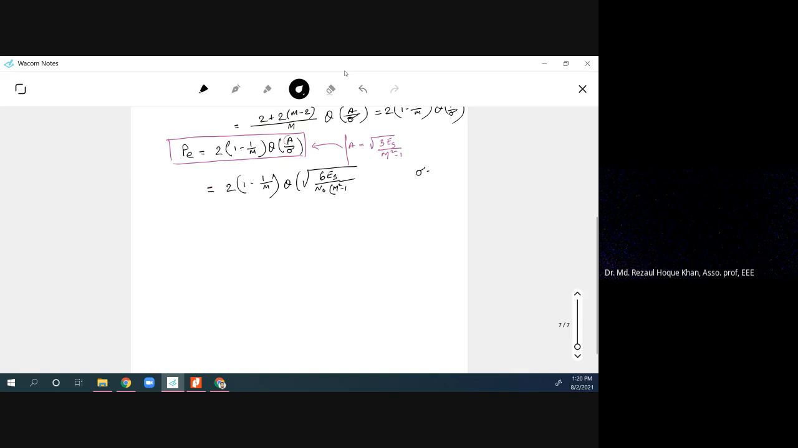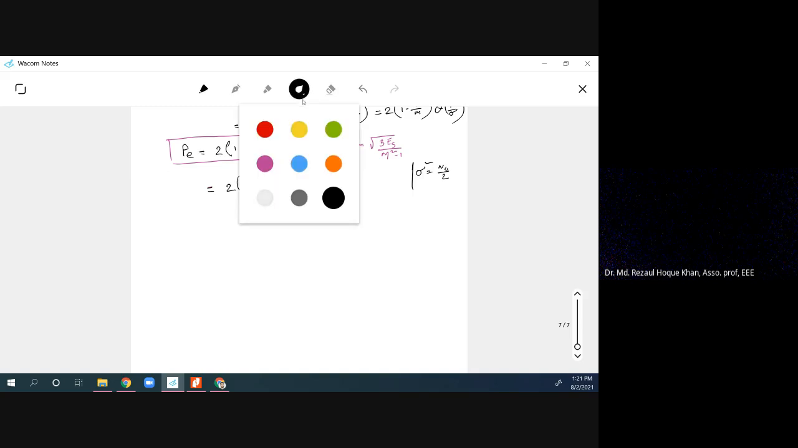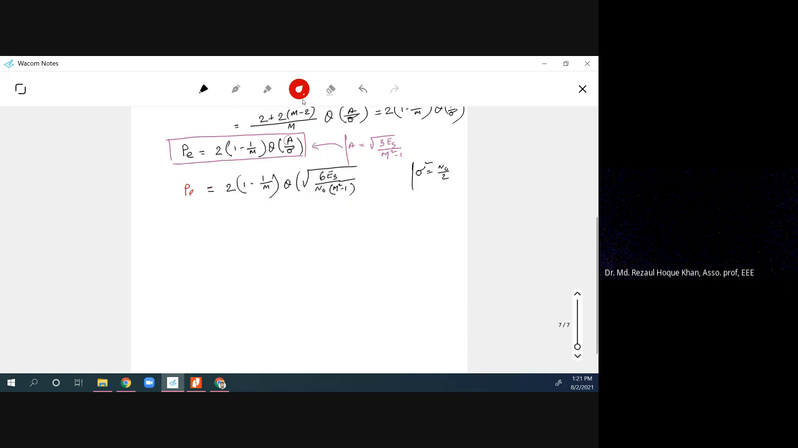Sigma squared is actually N0 by 2, and that's what we replaced here. Okay, can we further solve it now? This is actually our final probability. Interestingly, this is for M levels. This is the average probability of error for M-PAM, pulse amplitude modulation.